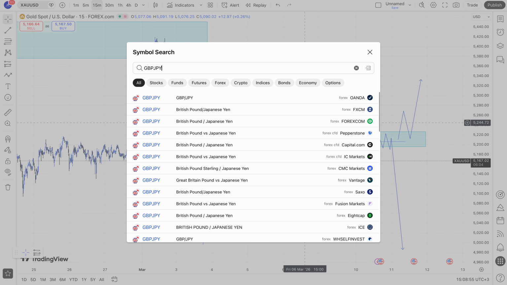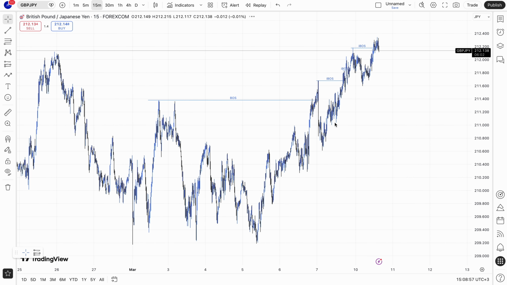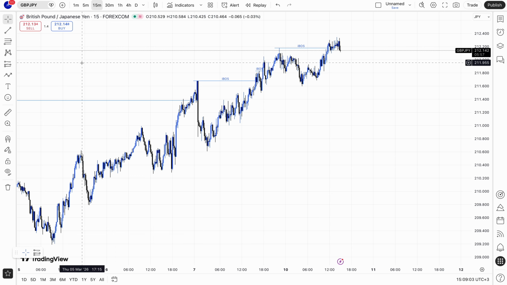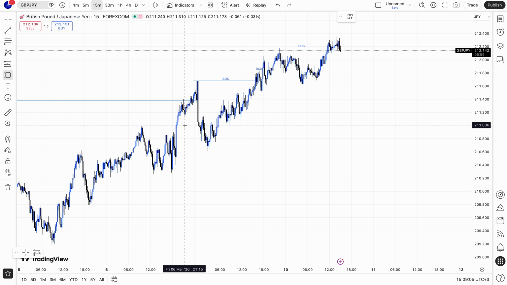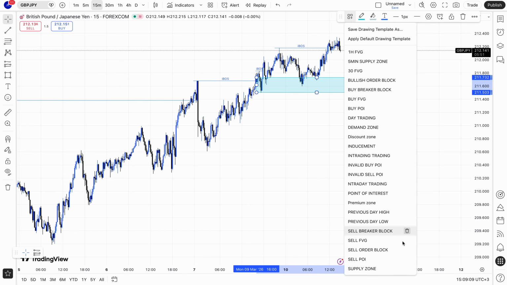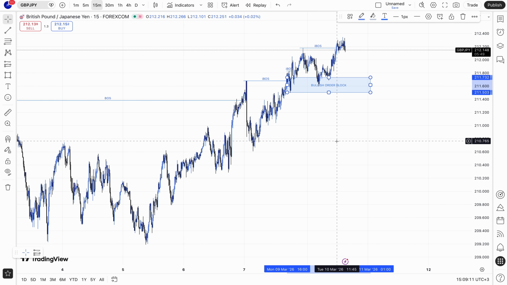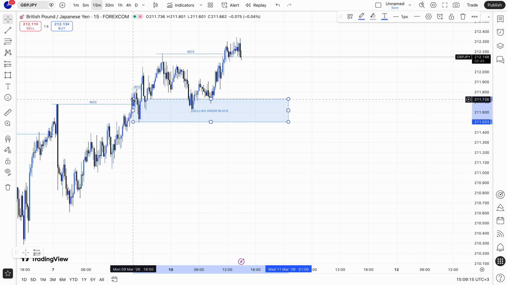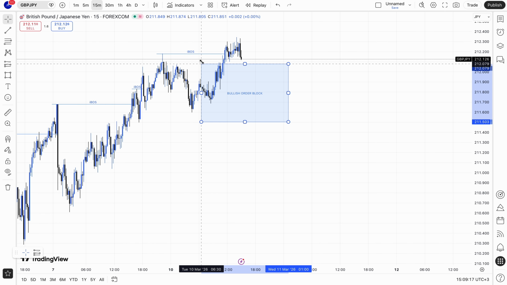Then for GBP JPY, if you see closely, it's still moving up and up. Price came, tapped into this order block, and then the price continued up. So from here, then you have another order block. It's already mitigated.